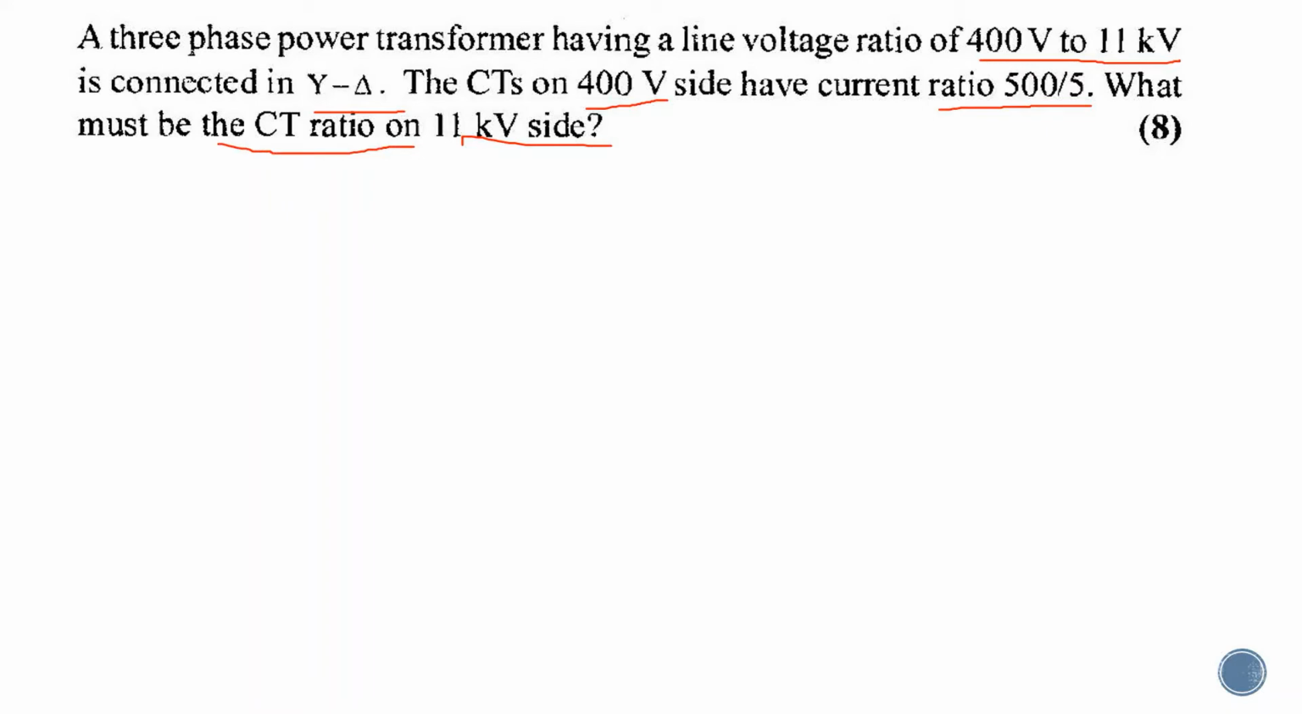As mentioned in the question, the power transformer is star delta. That is, the star side of the power transformer with voltage 400 volt is provided with the CT ratio 500 by 5. Whereas the delta side of the transformer has voltage 11 kV, and here we have to find the CT ratio. Starting the solution.